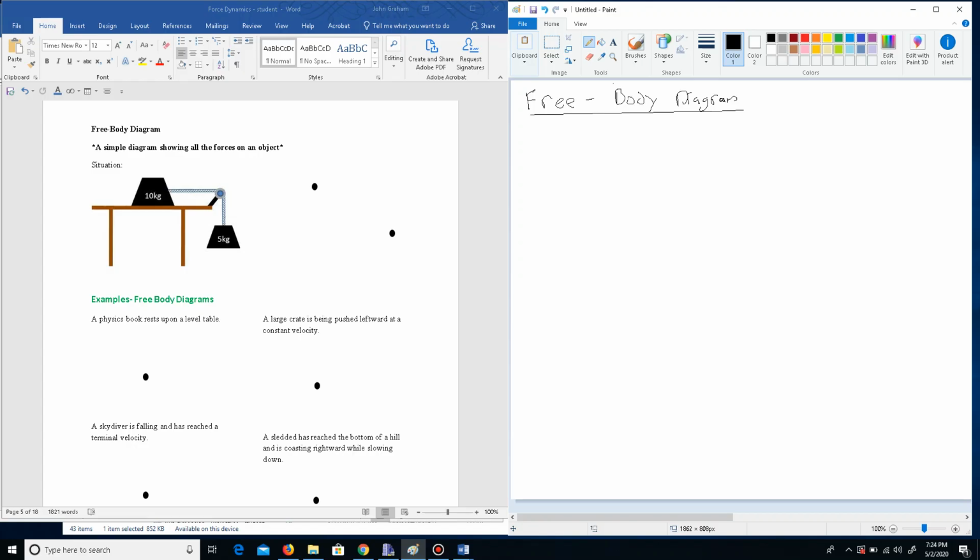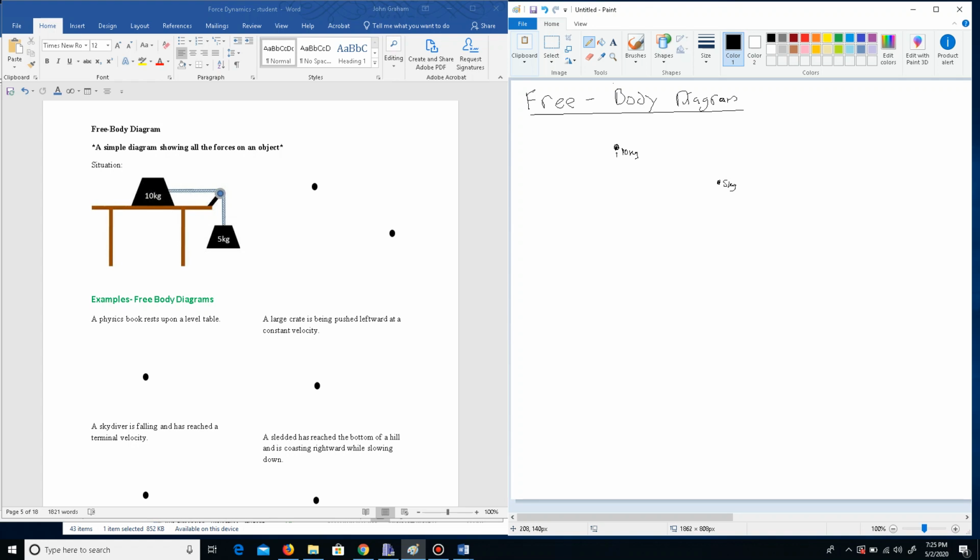So what we're doing is basically drawing a simple picture, but breaking it down. Here we have a mass that's 10 kilograms and a mass that's 5 kilograms hanging from a pulley, and we're going to break this down into the two objects. So we're going to look at the forces on this object and then the forces on this object. I tend to label these, so I would write 10 kilograms and 5 kilograms just so I know which is which. Not everybody does that. And then we look at the forces.